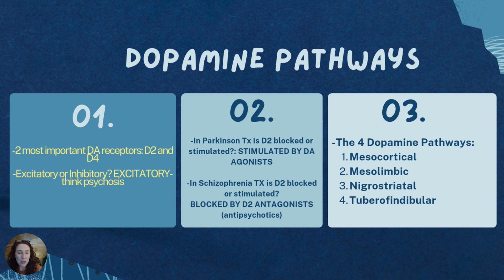And if you think about this, think psychosis, excitatory. So if we're having a lot of dopamine, we get that excitatory psychosis, hallucinations, delusions, that kind of thing. And that's how I remembered that, the excitatory thing, psychosis. It's an excitatory neurotransmitter.